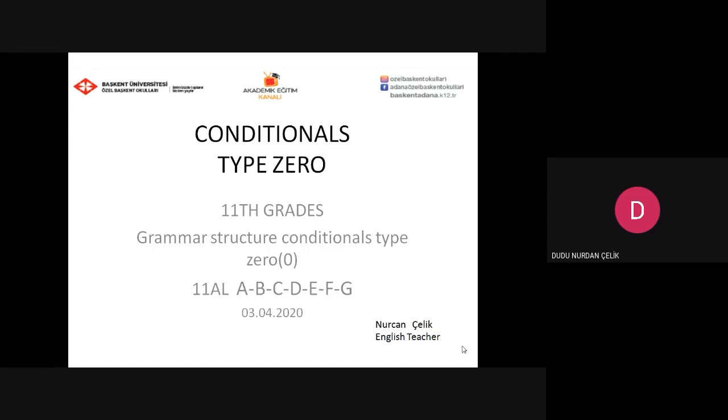Today we're going to study conditionals. Conditionals is a large structure, so we're going to tell it in parts. Today is the first part of the conditionals, and I'm going to tell you about the zero type.